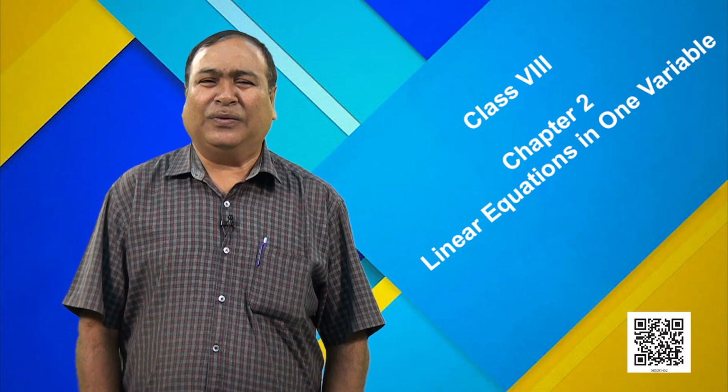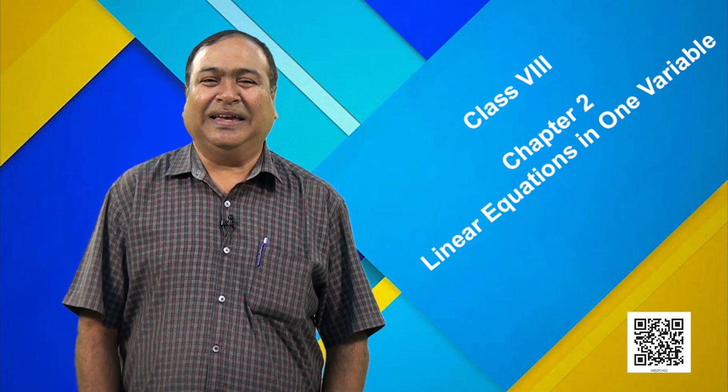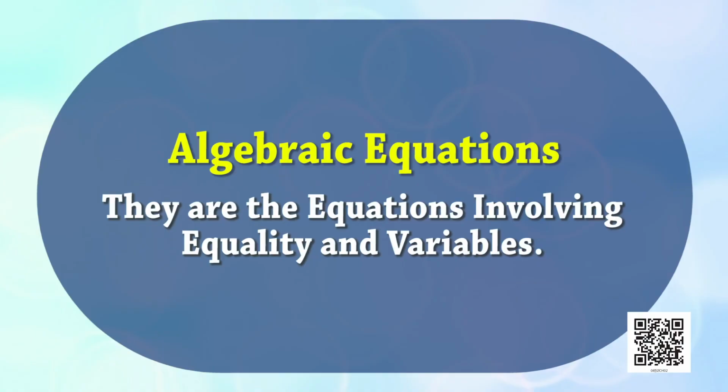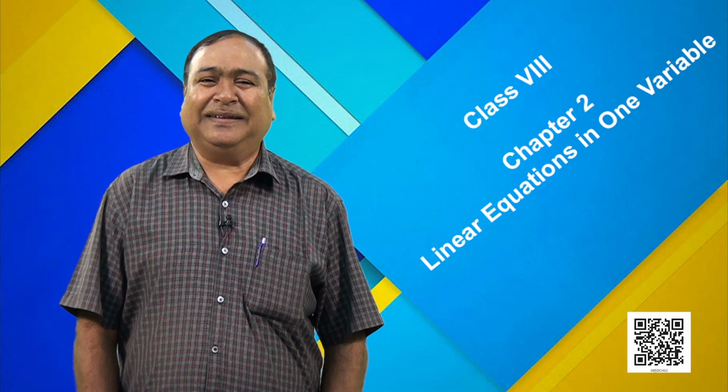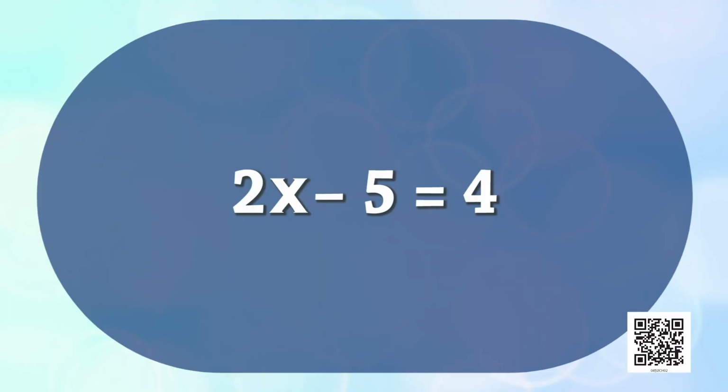In fact, linear equations are also called algebraic equations. Do you remember what an algebraic equation is? You studied it in the earlier class. Yes, algebraic equations are nothing but equations involving equality and variable. Let us express this by taking one example. Consider the equation 2x - 5 = 4. Observe that here the variable is present at one side and the constant is at the other side, and equality is also there.